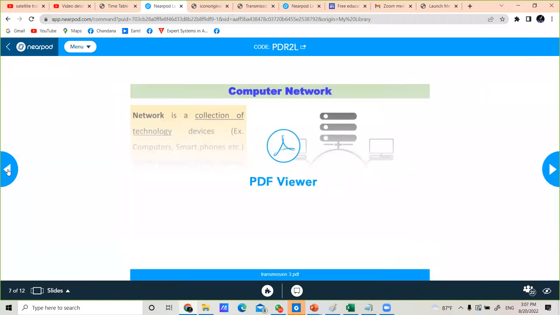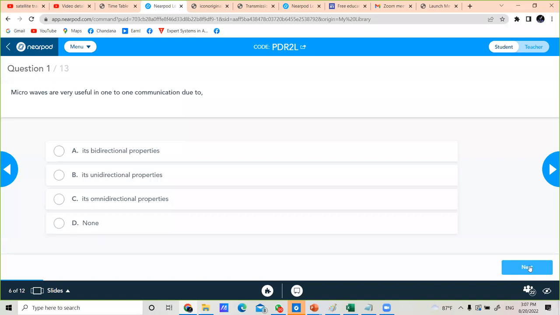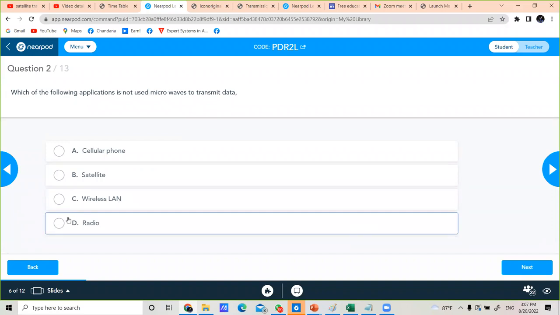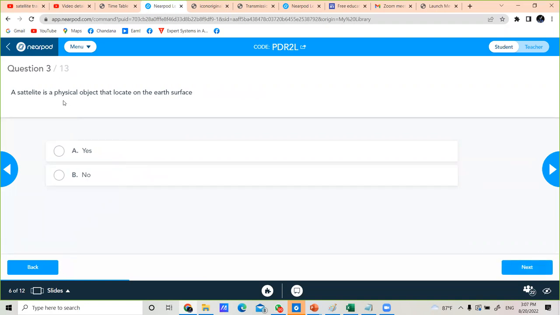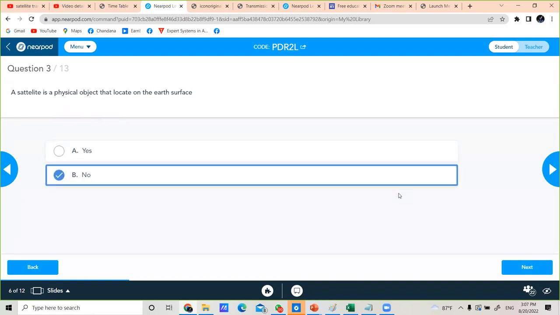Then next question. Which of the following? Let's see. Satellite is a physical object that is located on the Earth's surface. Not Earth surface, no. The satellite is a physical object that is located outside the Earth. Therefore, the statement is yes or no question? No.